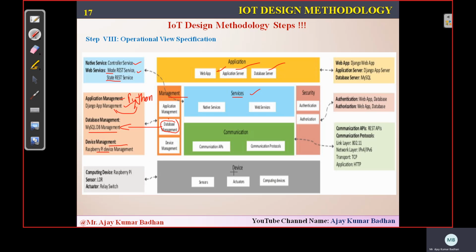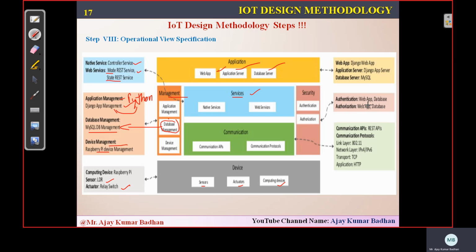If you talk about the devices here, for sensors we have a light sensor. For actuators, we are using relay switches. Relay switches are hardware devices which turn the light off and on. It is something like a button that automatically switches off and switches on. That is what we call relay switches. Raspberry Pi is your computing device here.